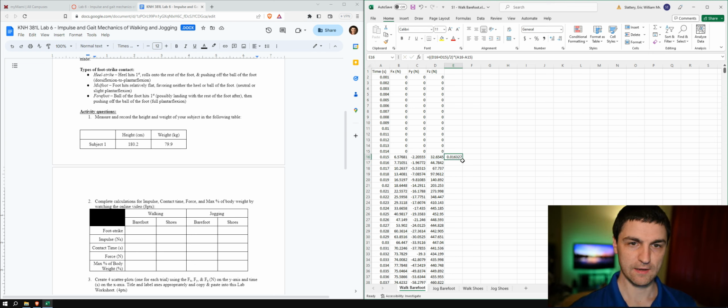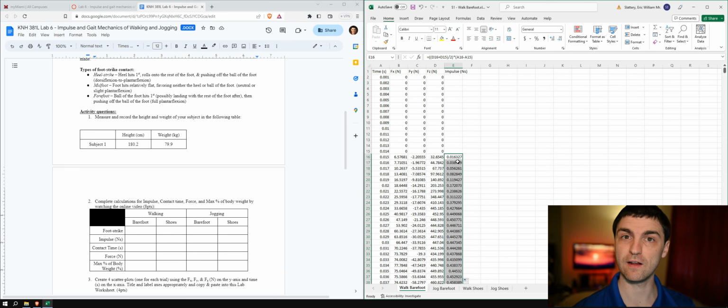Cool. So this is our impulse. Just put that on up here. It's going to be in newton seconds. Then we'll just go ahead and drag that on down.